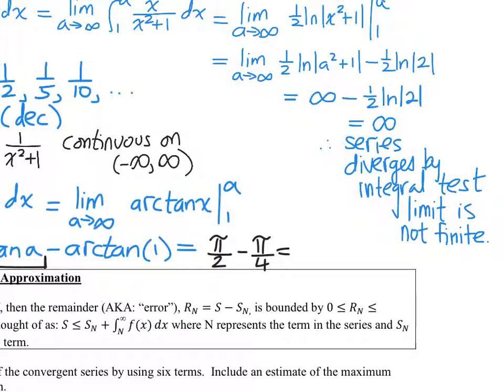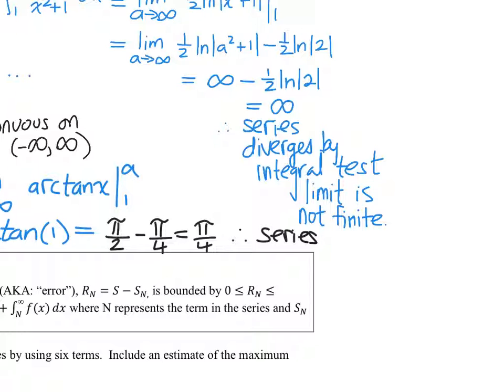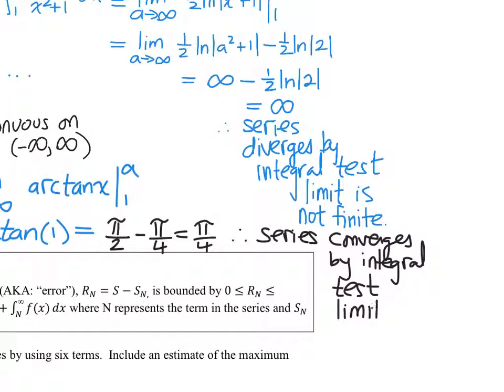So this actually ends up being pi over 4 as a final answer, which tells us that the series is going to converge by the integral test. The limit is finite. Or you could say the limit exists.